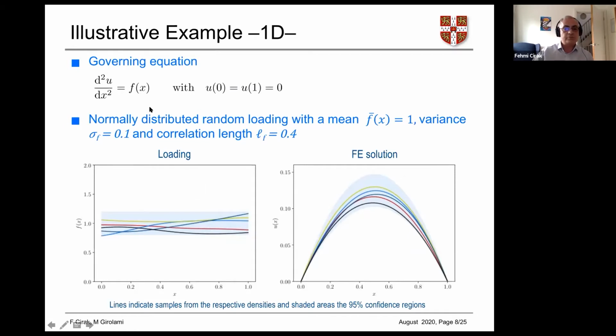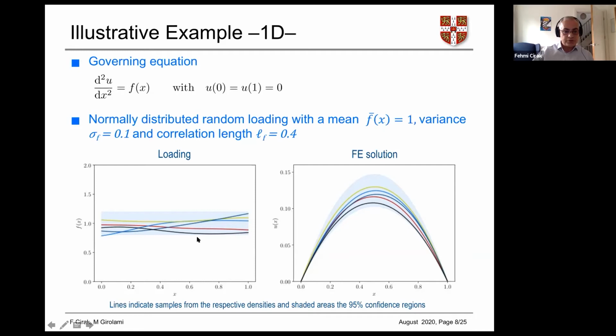So we have this one-dimensional heat conduction problem, and we have the domain 0 to 1, and we have a given temperature on the left and on the right, at 0 and 1, which is 0. The loading is now random, with a mean of 1, and we have some variance or standard deviation. The variance is 0.1, and then we have a correlation length given. So essentially F is a random field.